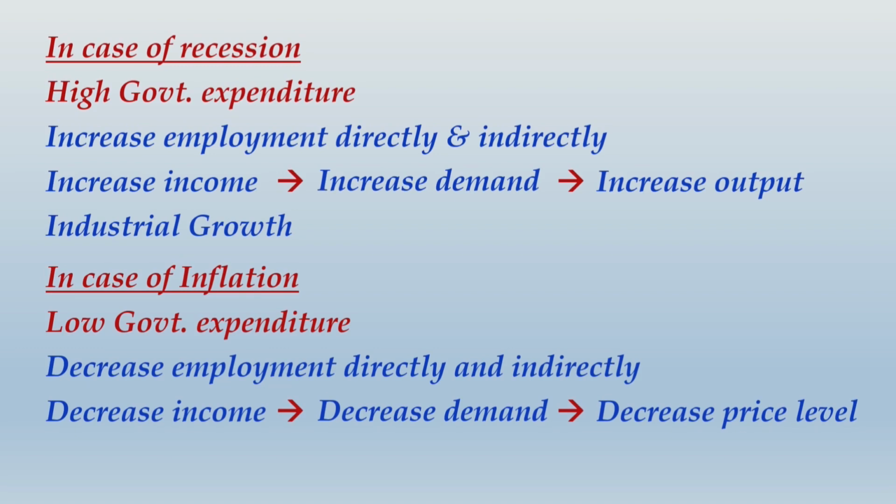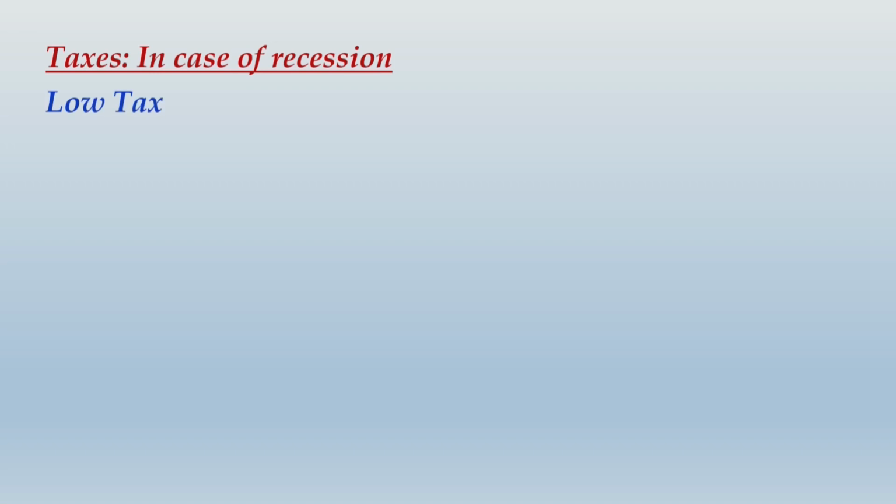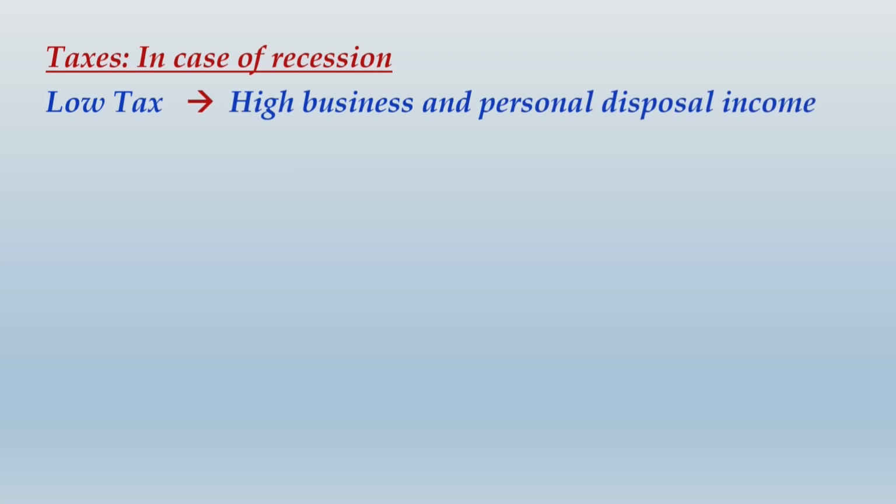Alright friends, once you have finished writing this whole thing, let us move ahead and continue writing further. Taxes, which is the next factor. In case of recession, what can be done with taxes? Just use your simple common sense: when there is a recessionary phase, what is happening? People have lesser money in their hands, right? So what government would basically do is reduce the rates of tax and give some exemptions in taxation, and therefore this will result in low tax. Low tax will result in high business and personal disposable income.